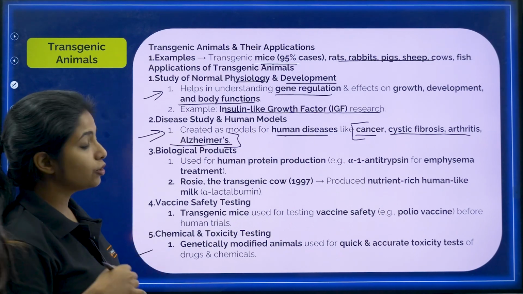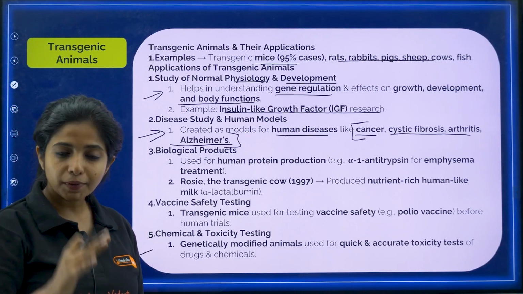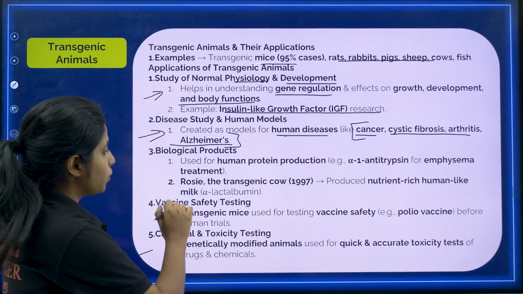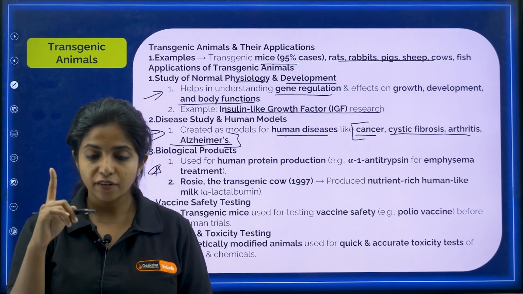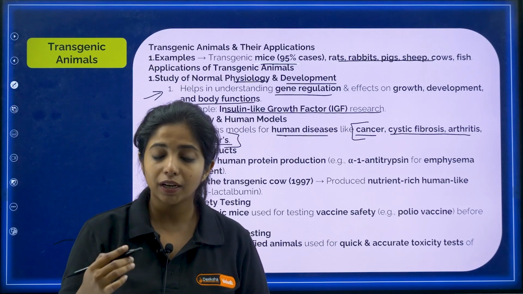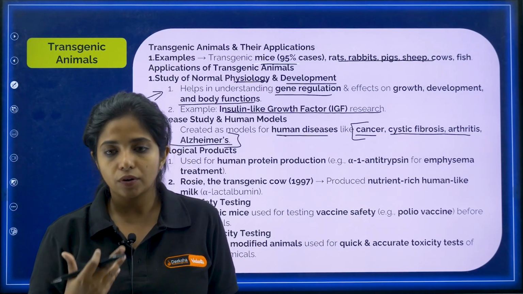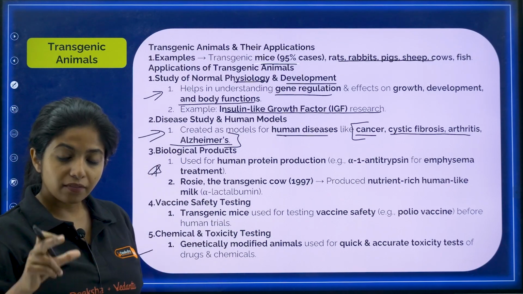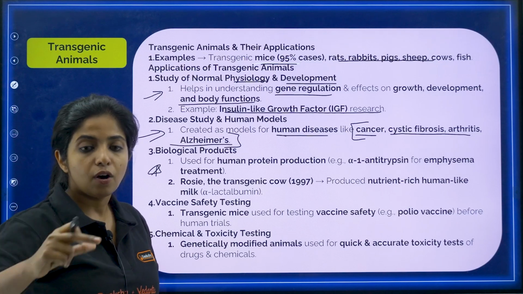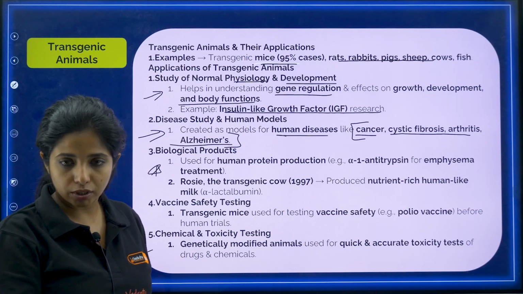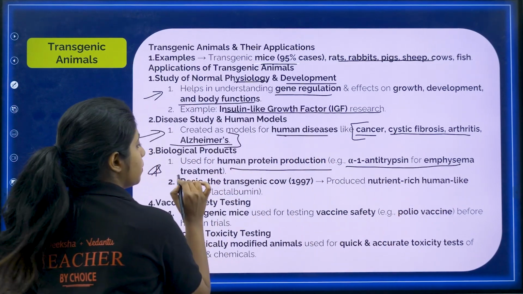Okay, now biological products. For obtaining biological products also we can make use of transgenic animals. In this paragraph, this is the most important point. In our body alpha-1 antitrypsin is produced. This is a protein, and this protein is required for the treatment of emphysema, which is a respiratory disorder. So we want this alpha-1 antitrypsin to be produced in more amounts. So what do we do? We take the gene and put it in the transgenic organism, and make them produce it. So it is used for human protein production, for example alpha-1 antitrypsin, for emphysema treatment.